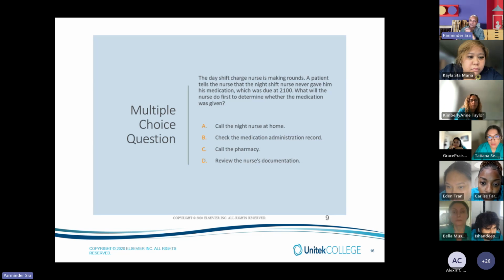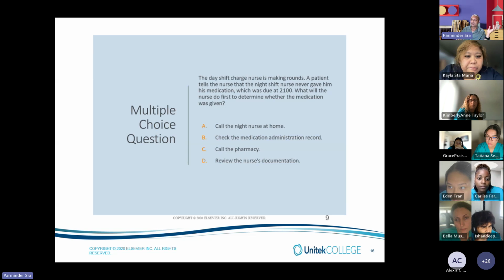Now, the day shift charge nurse is making rounds. A patient tells the nurse that the night shift nurse never gave him his medication due at 2100. What will the nurse do first to determine whether the medication was given? Now, here is the keyword: what the nurse will do first. You may have multiple options, but here's the keyword, first.